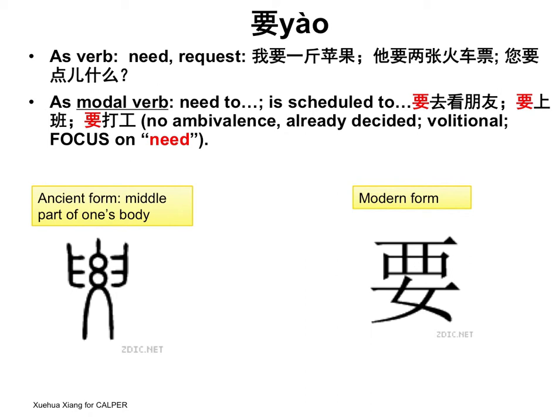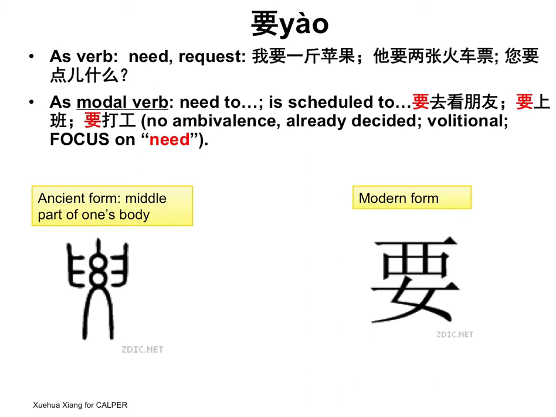What is the central meaning of 要? 要, when it's talking about actions, it has no ambivalence as to whether the action is going to take place. It is something that's already decided upon. It is something that you have volitional control over. It won't change. And the focus is on need because it's scheduled, because it has already been decided. There's no ambivalence about its happening.